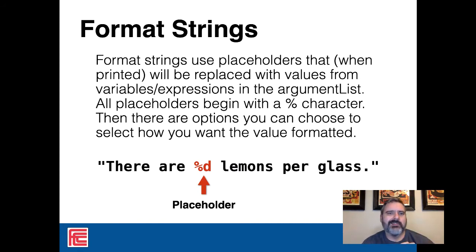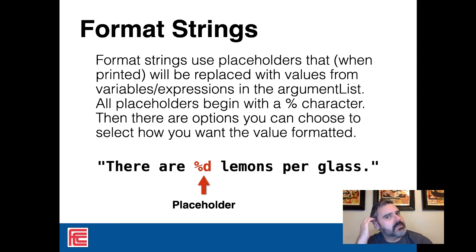A placeholder is like a blank slot that is going to be replaced with a value from a variable afterwards. You can have several placeholders in a format string. They will get replaced with the values that you have at the end in that same order. So if you have 3 placeholders, you need to have 3 variables, or 3 expressions, I should say, separated by commas after the format string when you're using printf.